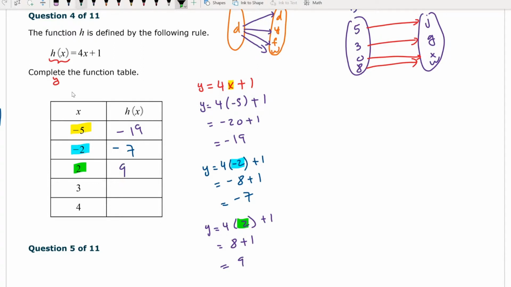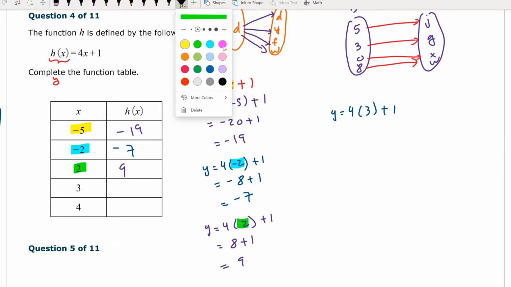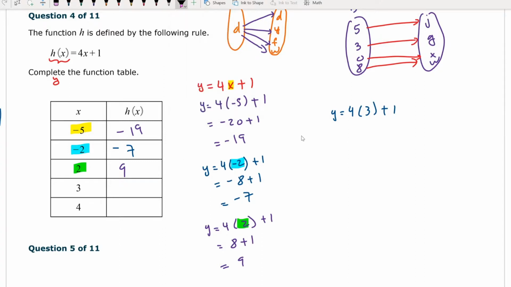And next one, we're going to plug in 3. Y equals 4 times 3 plus 1. Again, same idea. We're going to plug in this point in place of x. That will give us 4 times 3 is 12, plus 1, that will be 13.